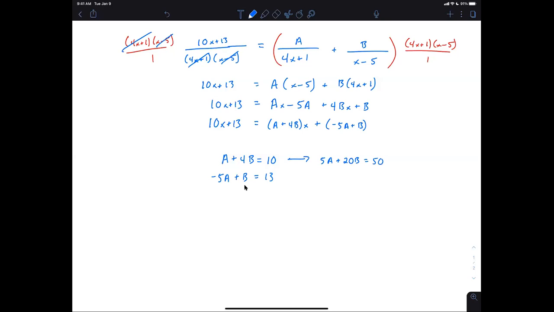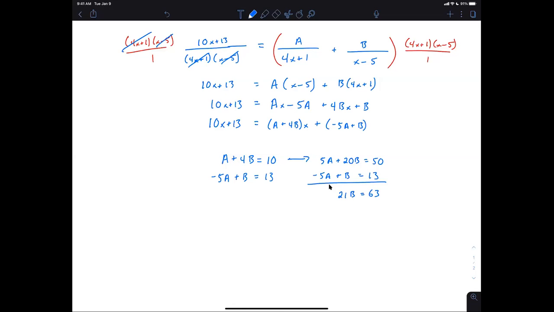What do you guys think? So the 5A's cancel out? Yeah, so if I put this other equation underneath it, I can add them and the 5A's will cancel. So I'm going to multiply that top one by 5. I happen to notice that if I do that, I get those equations. And now if I add them, I get 21B equals 63. Does everybody follow that? You guys are good?